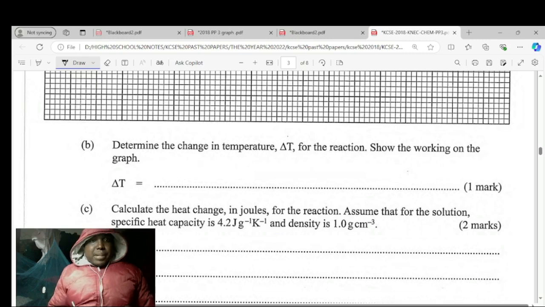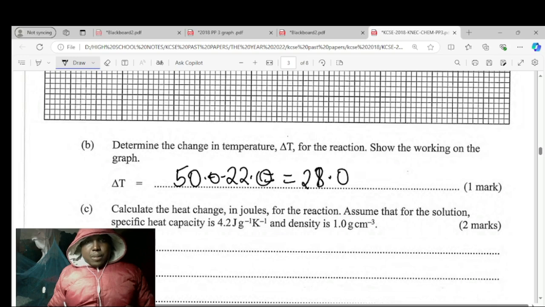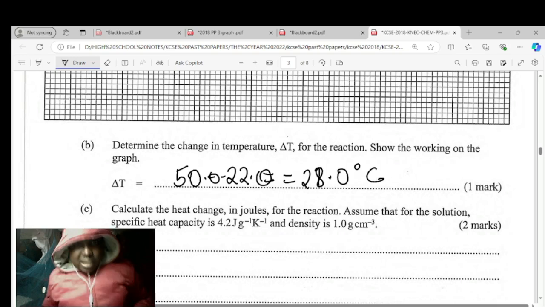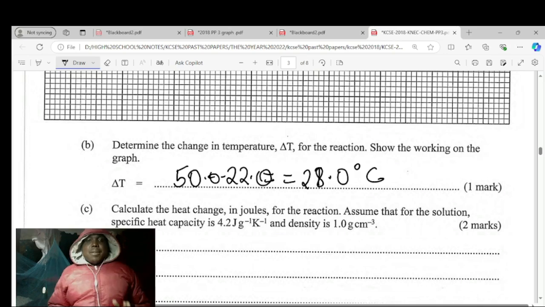So temperature change is equal to 50 minus initial, which was 22. I can use the decimal point, 50 minus 22.0, and the answer is going to be 28.0 degrees Celsius. So that is the temperature change. It is final minus initial, and our maximum temperature is 50. Na umeona venye nimepata hiyo 50.